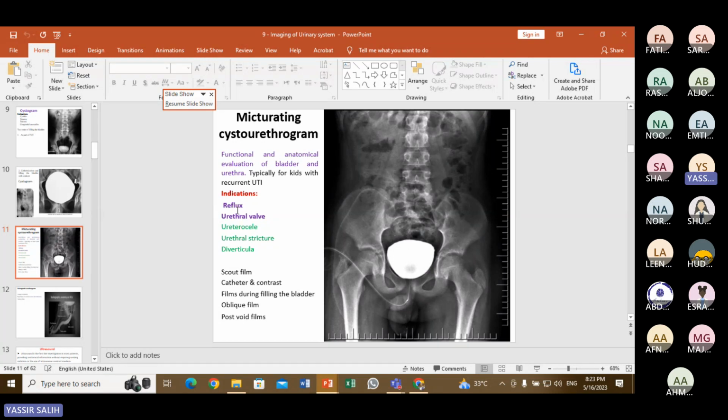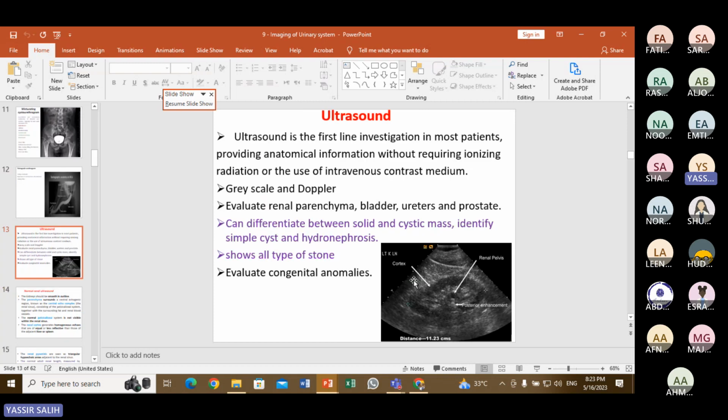There are many indications, but you have to memorize these two: reflux and urethral valve. And this is the commonest indication for the MCUG, reflux and urethral valve. نعطي patient contrast عشان نشوف هل في upward or backward reflux of the contrast or not. بيسموه reflux. أو posterior urethral valve, the congenital anomaly in the urethra. This is the most common indication for MCUG.